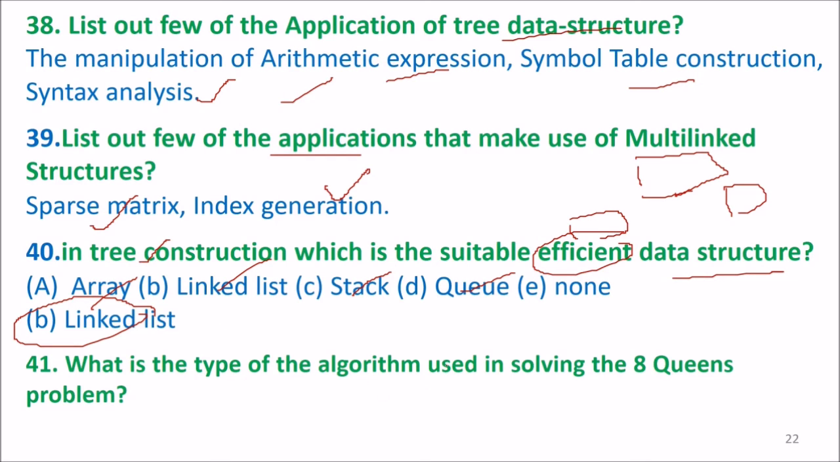So what is the type of the algorithm used in solving the 8 queens problem? Are you aware of the backtracking problem? Or backtracking. So backtracking is the type of the algorithm used in solving the 8 queens problem.